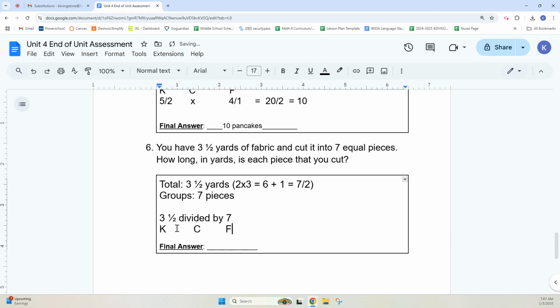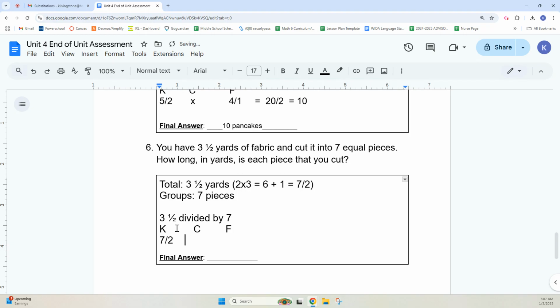All right, my KCF. All right, times, flip the second fraction. 7 over 1 becomes 1/7. Remember, all whole numbers go over 1. 7 times 1 is 7. 2 times 7 is 14.